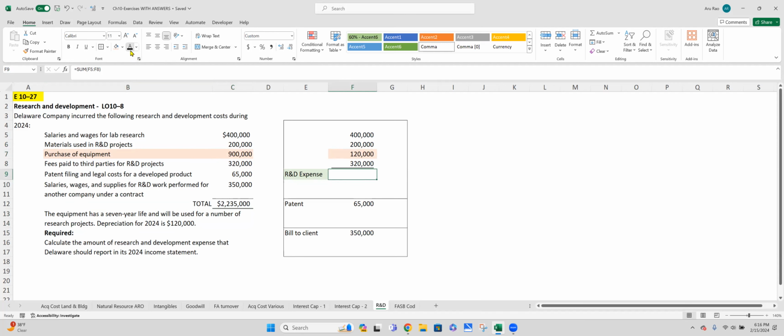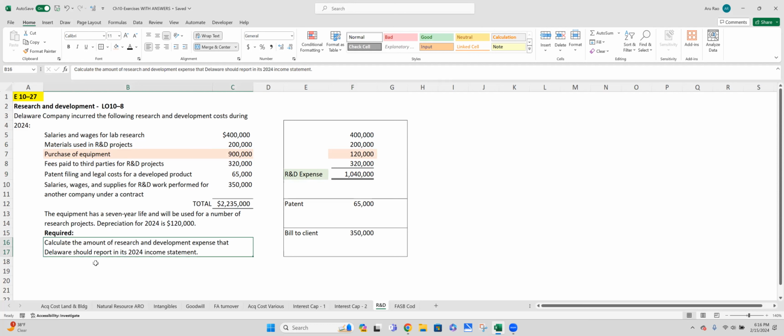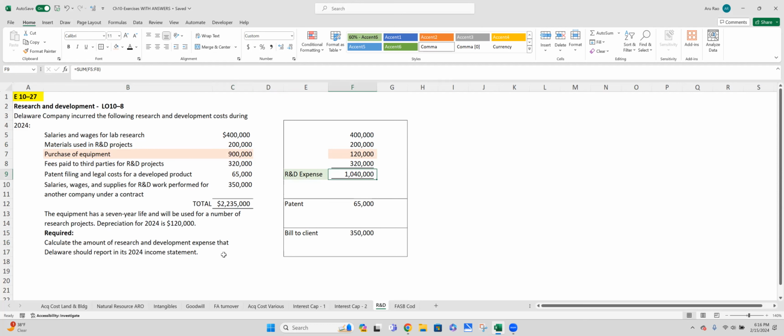So my total R&D cost for the year is 1,040,000. Once again, in this exercise, I was just asked, what's the R&D expense number? And that is $1,040,000. But we just went through the motions to see where we would debit those other numbers. So with that, we move on to our next exercise.